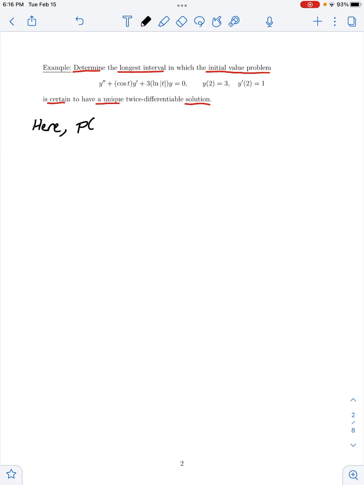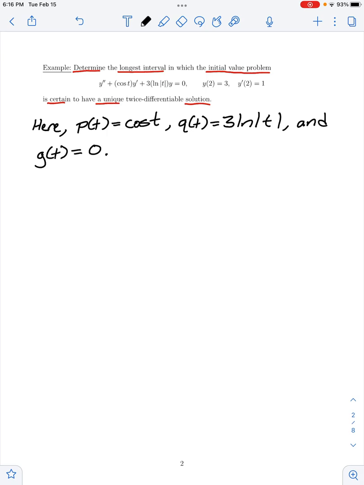Here, P of t, the function in front of y prime, is cosine of t. Q of t, the function in front of y, would be 3 times the natural log of absolute value t. And our g of t function, that is the function on the right-hand side, is 0. So here we have a homogeneous second-order linear equation. So let's think about continuity for these three functions. We need all three of them to be continuous on some open interval.